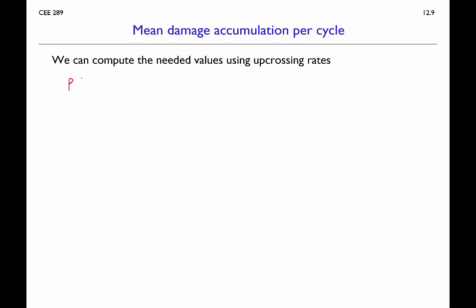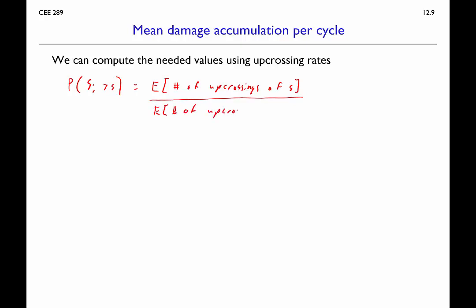I'm going to say the probability that S_i is greater than some value s. So in a particular cycle, we exceed s. Well, what we'll do is compute the expected number of upcrossings of s divided by the expected number of upcrossings of the mean of X.